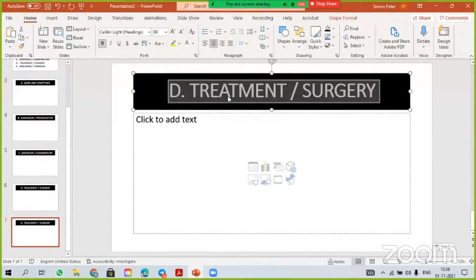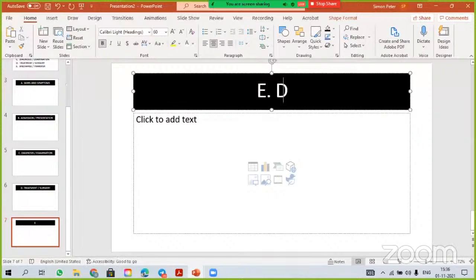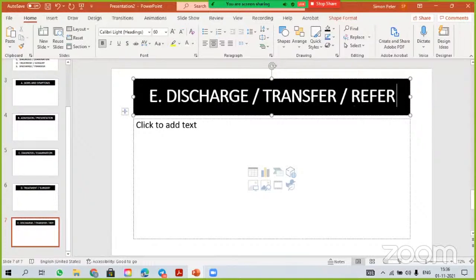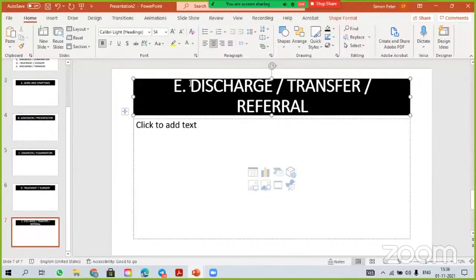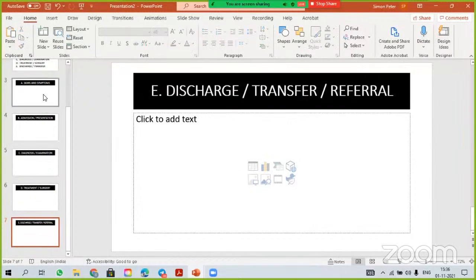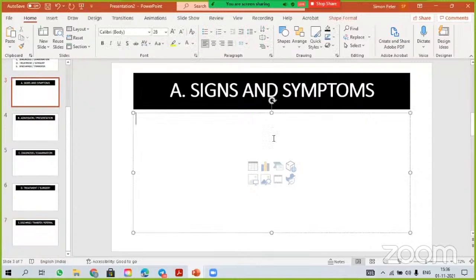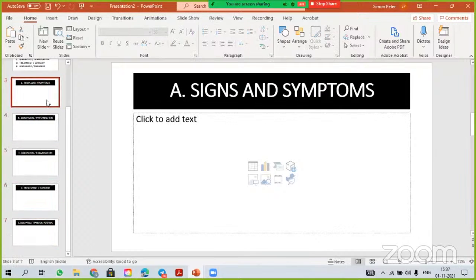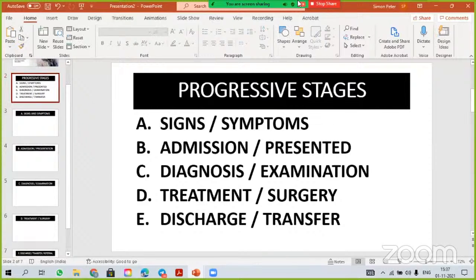And next one, E. The fifth stage, that is discharge or transfer or referral, or anything for that matter. So these are the 5 different types. How are you going to write sentences using this? So you have to learn these different types of sentences, 5 different types of sentences. Now I am going to discuss.